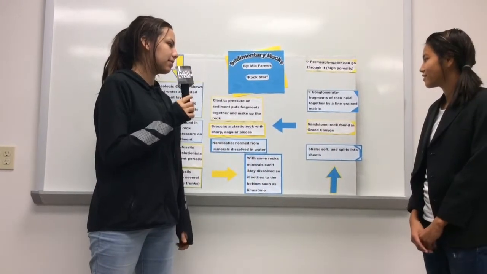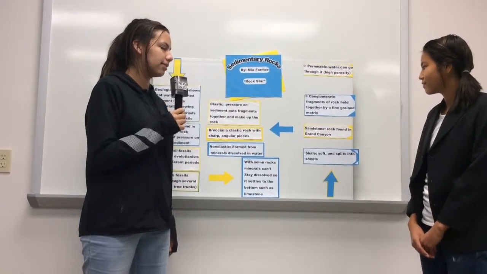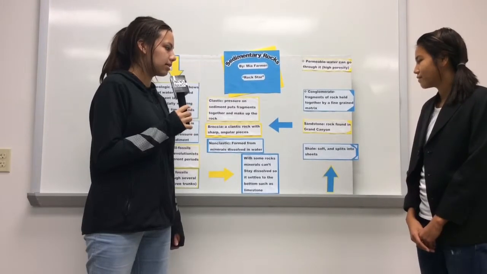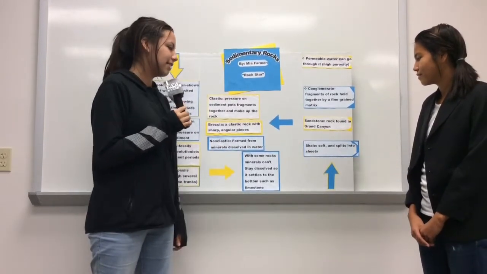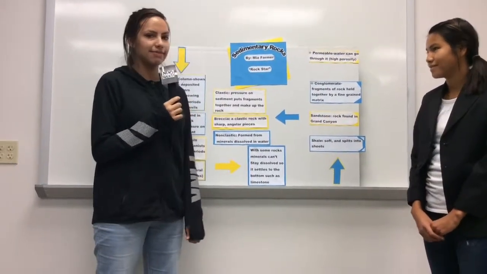Conglomerate is fragments of rocks held together by a fine-grained matrix. Sandstone rocks are found in the Grand Canyon. Shale is soft and splits into sheets.